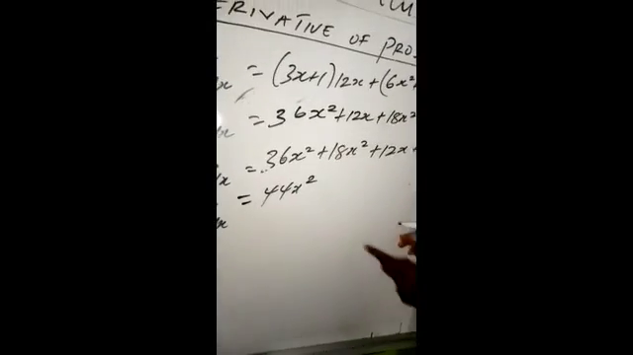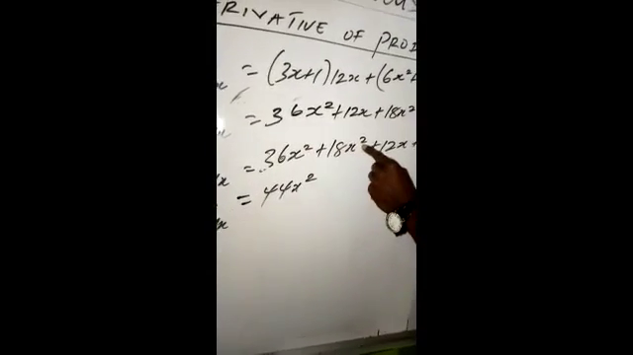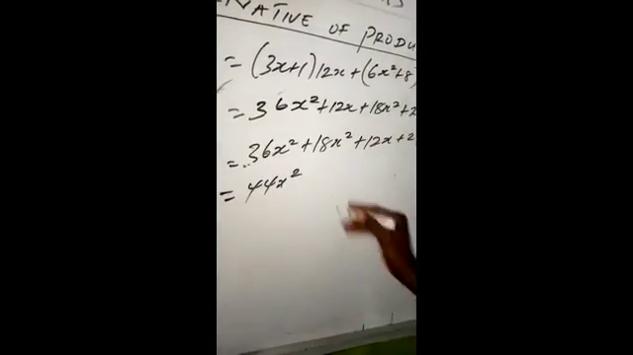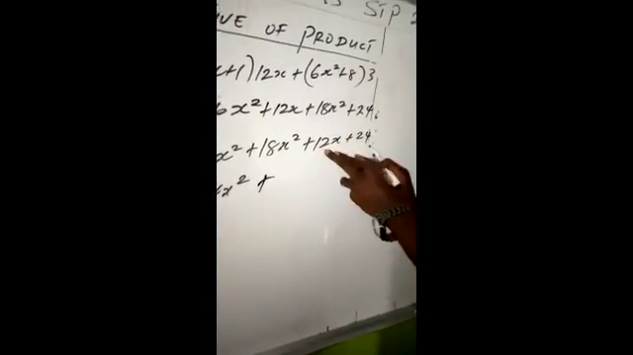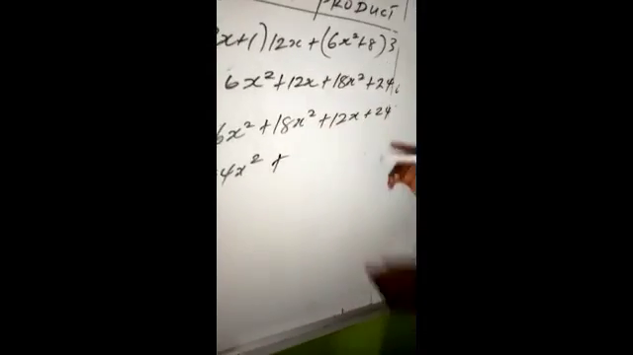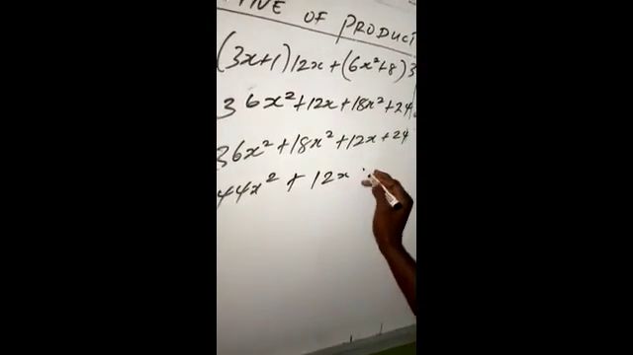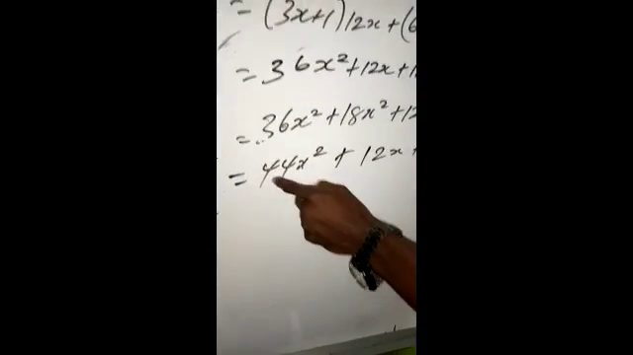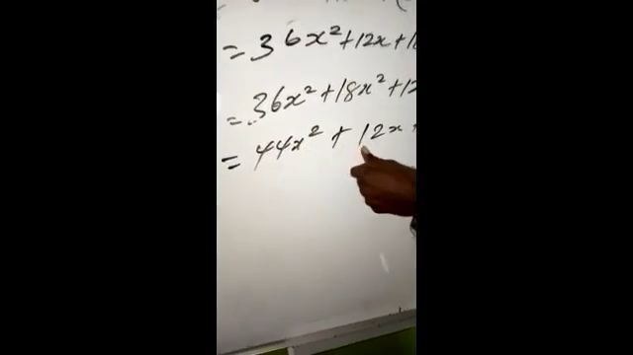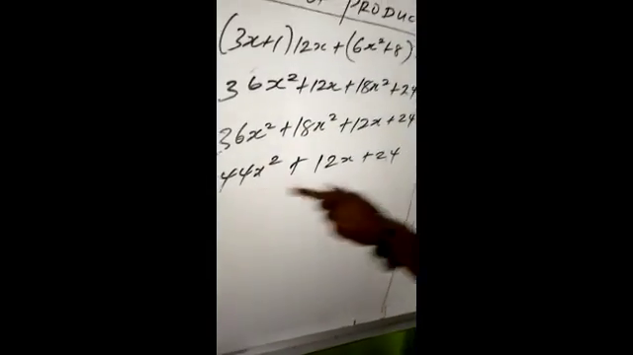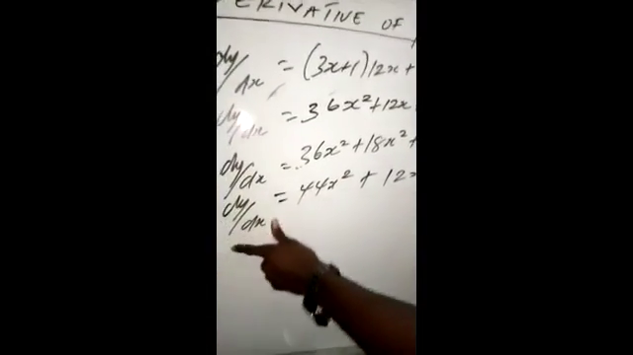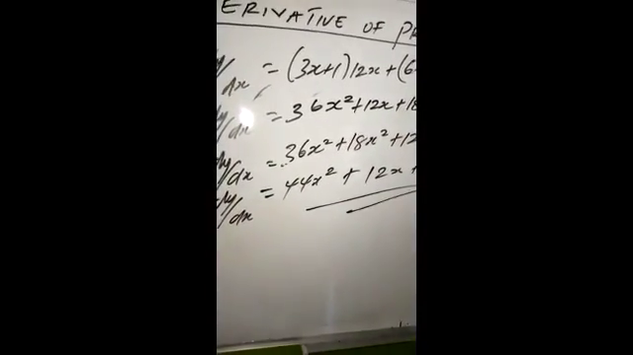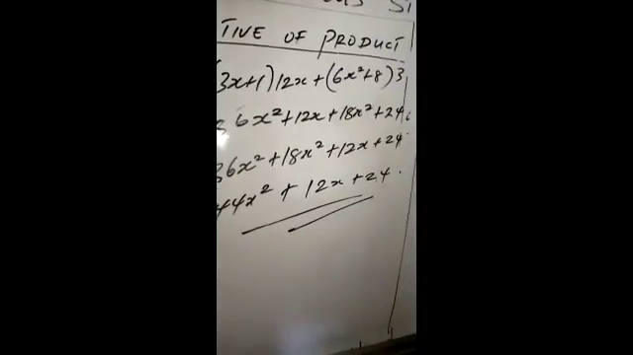The reason why I put this one, s squared, is common. I'll pick 1. Plus, nothing to add here because it does not contain any like terms. I'll bring it down. We have 12s plus 24. So when you have something like this, 54s squared plus 12s plus 24. So this is the answer of dy/ds by the product rule. So this is how to do it.